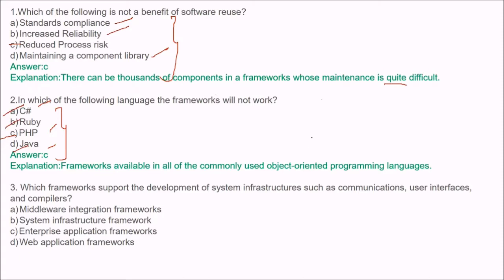Which frameworks support the development of system infrastructure such as communications, user interfaces, and compilers? These are options for you. The answer is System Infrastructure Framework. System Infrastructure Framework supports the development of system infrastructure such as communication, user interfaces, and compilers.